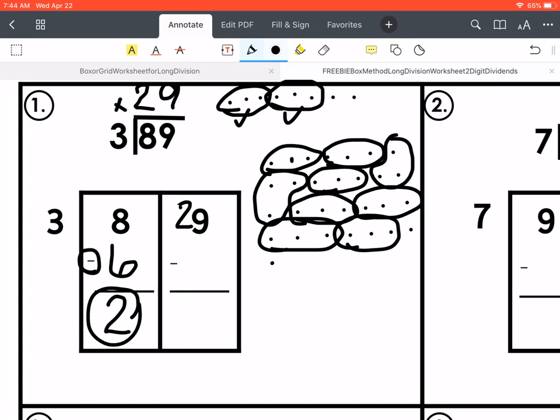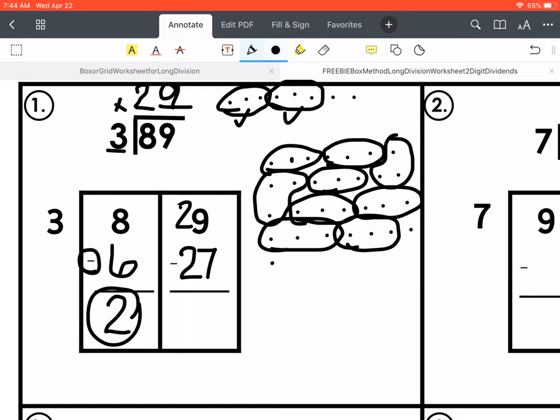9 times. Now you're going to take 9 and multiply it by 3. If you do that using your multiplication table, you'll find out that 9 times 3 is 27. Your last job is to subtract. What is 29 minus 27?